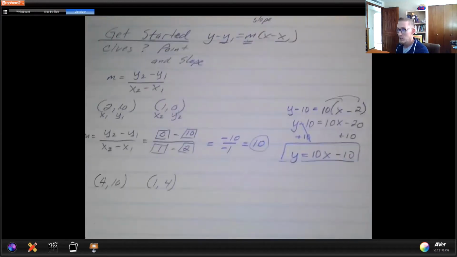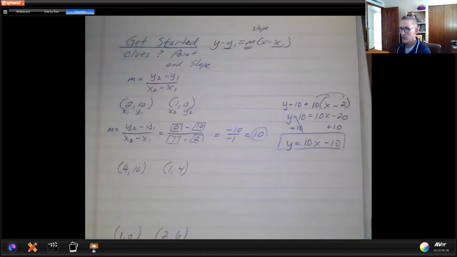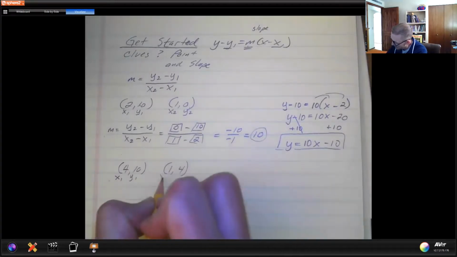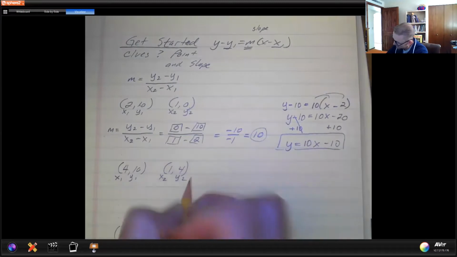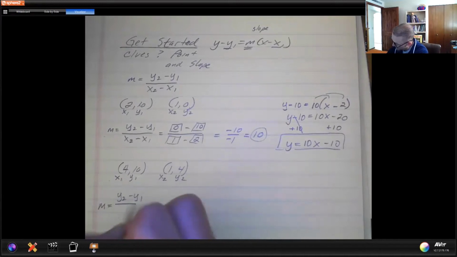All right. Let's look at another example here. Let's zoom out this camera a little bit so we can see everything a little bit better. So again, we're going to label our points, x1, y1, x2, y2. Slope formula is y2 minus y1 over x2 minus x1.